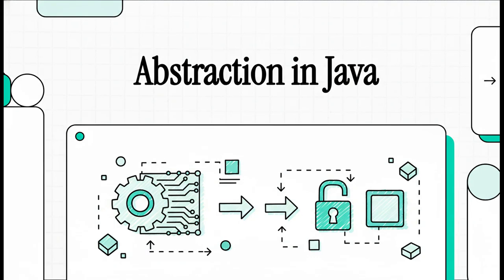All right, let's talk about one of the biggest ideas in programming, abstraction in Java. Now I know, it sounds super academic, right? But I promise you, by the end of this, you're going to see it as your secret weapon for cutting through complexity and writing cleaner code. So, let's jump right in.